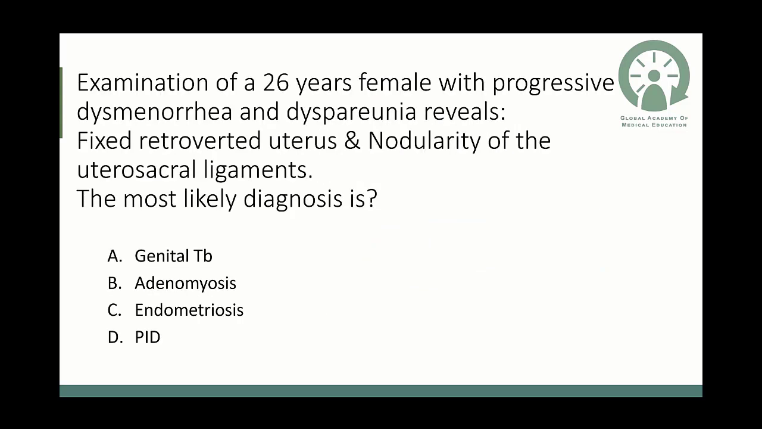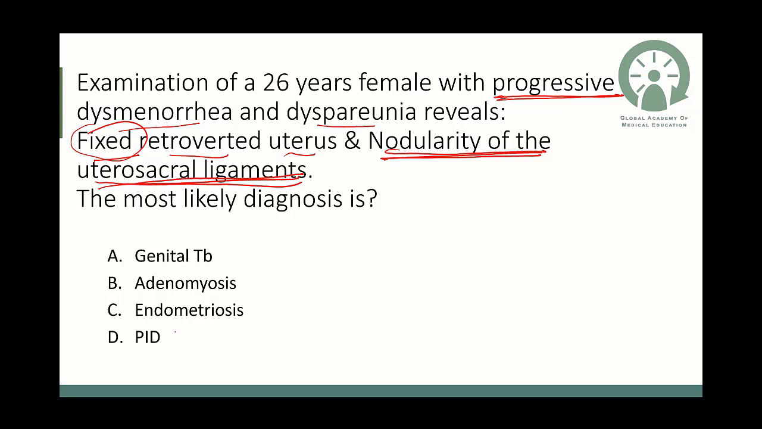Coming to the clinical question. Examination of a 26-year female with progressive dysmenorrhea and dyspareunia. So remember this word, progressive dysmenorrhea and dyspareunia, reveals fixed retroverted uterus. Fixed means there is adhesion, and nodularity of the uterosacral ligament. So something is infiltrating the uterosacral ligament. Now let us work up the diagnosis. As I always say, try to rule out the options rather than trying to find out the correct answer.